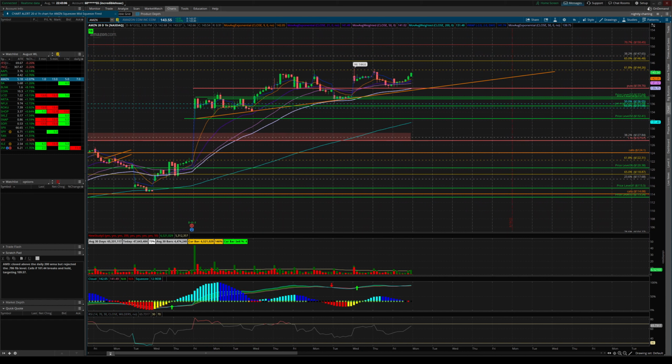So let me copy this. Amazon doesn't look ready with rejection of the 0.618 fib slash golden pocket area.